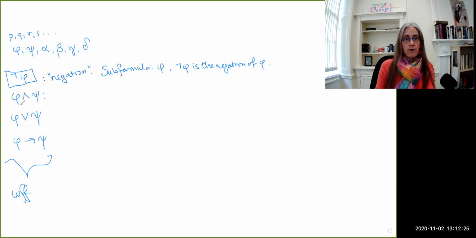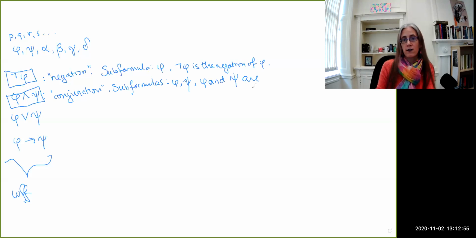The next one is conjunction. So we call the entire formula, the phi and psi, a conjunction. It has two subformulas, phi and psi. The individual parts, not the part with them combined together. And phi and psi are called conjuncts. So two or more conjuncts make up a conjunction.